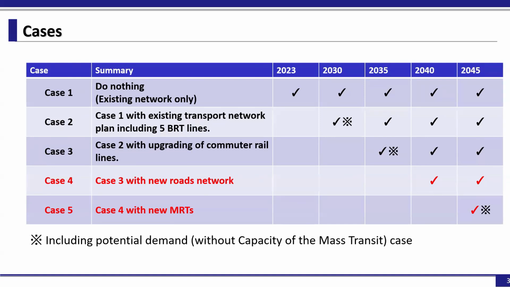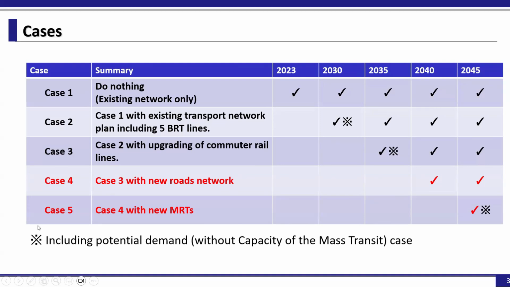Case 2 is case 1 with the existing transport network plan, which is proposed in the new plan studies, including the 5 BRT lines project. Case 3 includes the upgrading of the commuter railway as an urban railway. For case 4, an additional road network is introduced. And case 5 is the new MRT line plan.